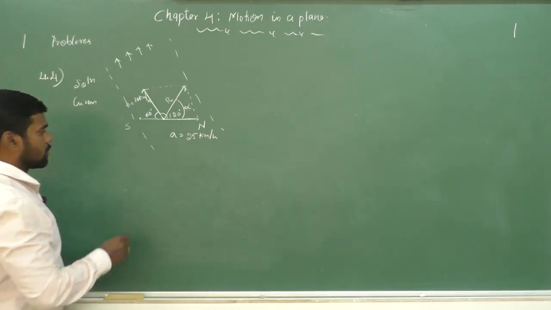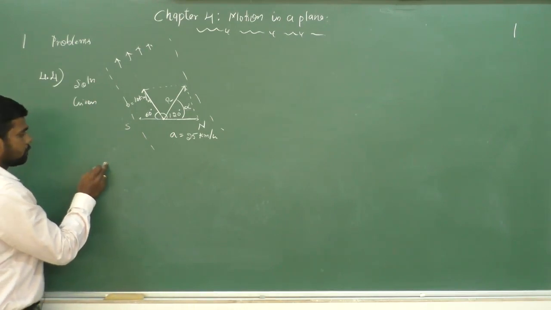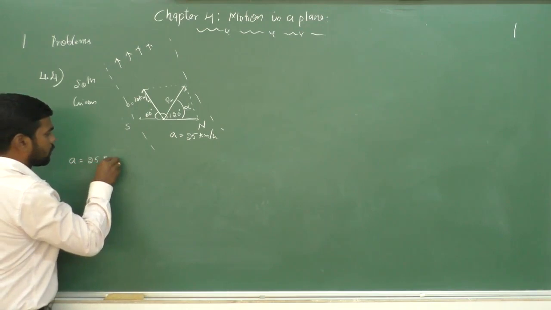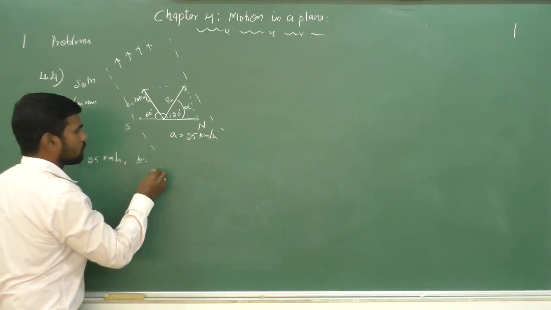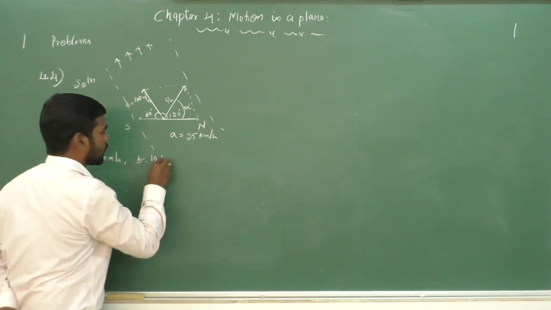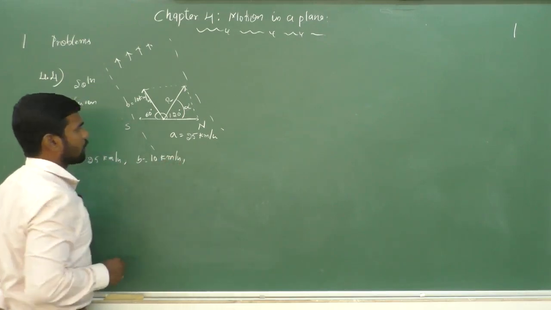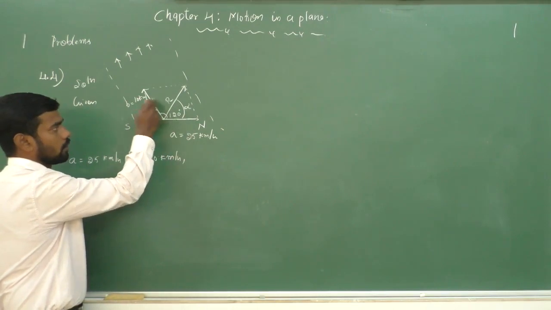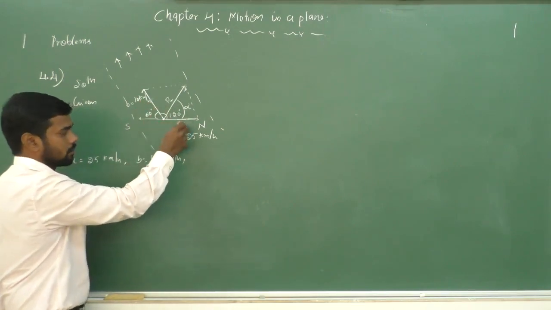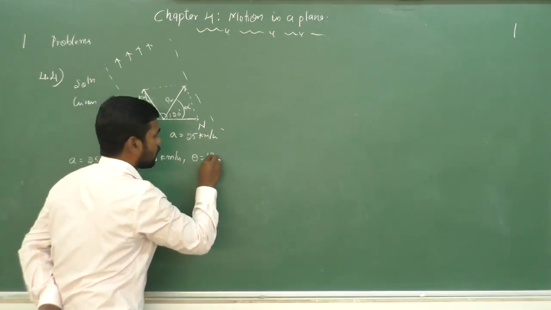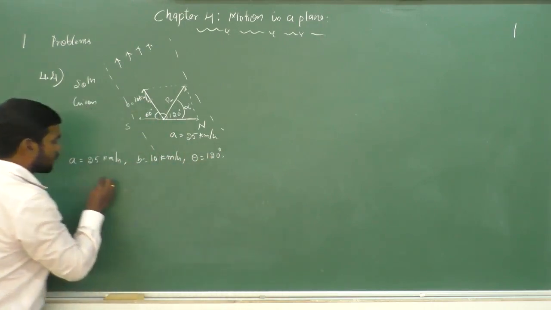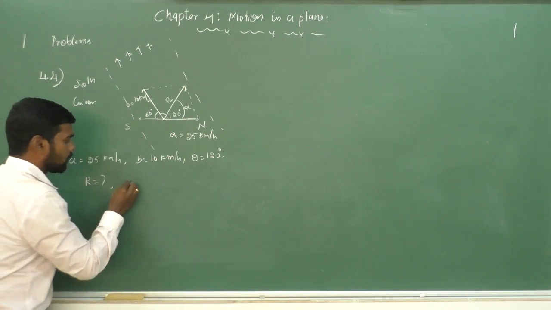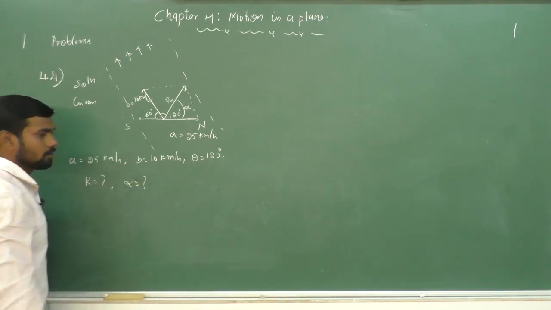So these are the things which are given. Here we'll start to write. Given A is equal to 25 km per hour, and similarly B is equal to 10 km per hour. The angle between the two velocity vectors is theta equal to 120 degree. We have to find capital R, the resultant, and then alpha, the direction.